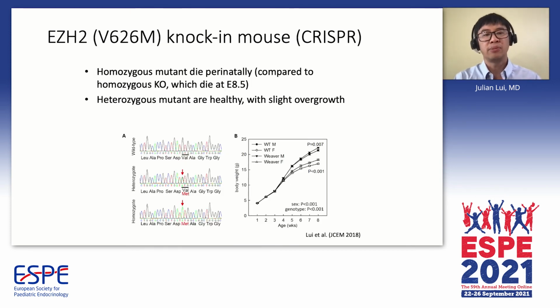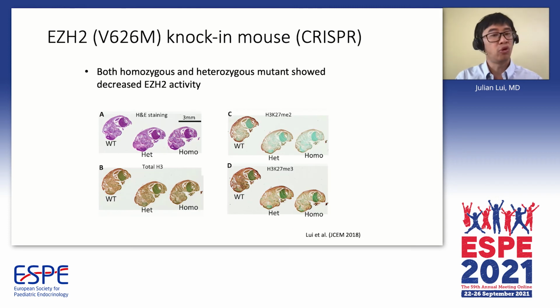We then tried to confirm that by generating a knock-in mouse carrying one of the Weaver mutations found in our patient. The homozygous mutant died perinatally, but the heterozygous mutant was healthy and actually had overgrowth. So it recapitulated the human overgrowth phenotype. And we were able to use this mouse to study histone methylation activity.